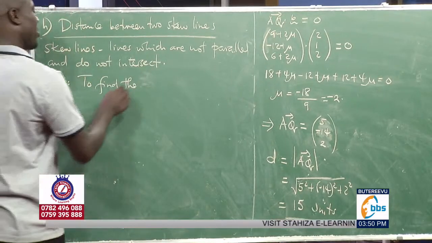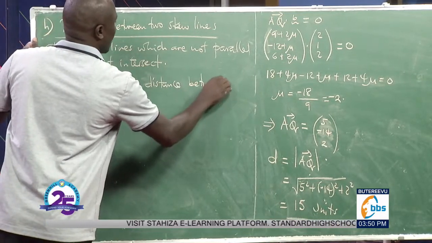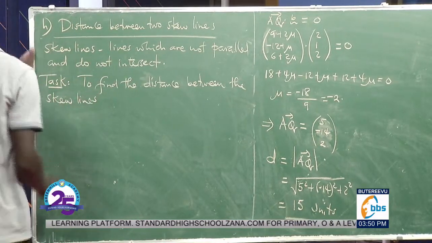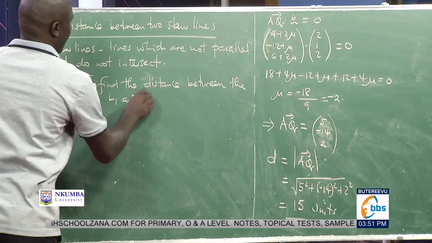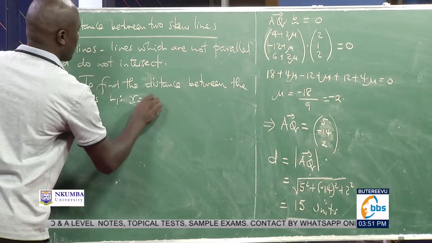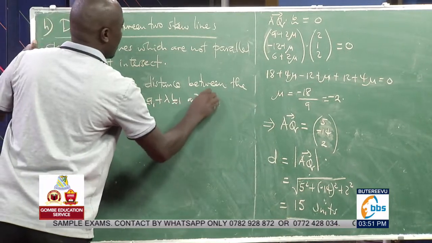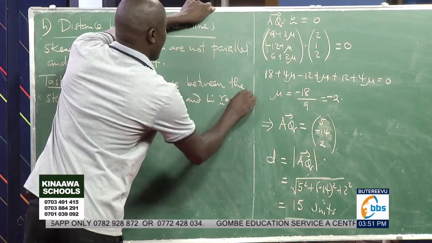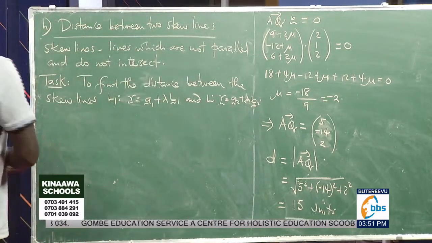Sometimes when we say distance, we mean the shortest distance. So to find the distance between the skew lines L1 and L2, whereby L1 is r equals a1 plus lambda b1, and L2, we shall have it as r equals a2 plus mu b2. Let those be the skew lines.